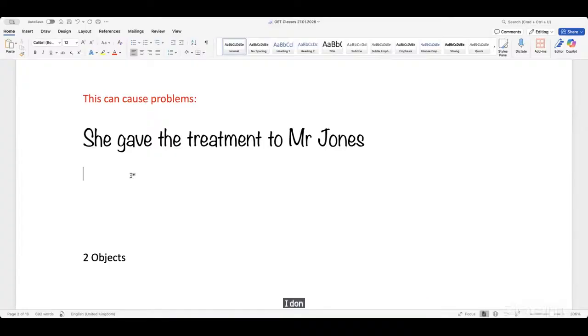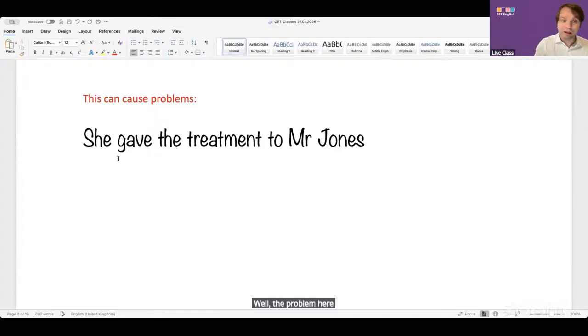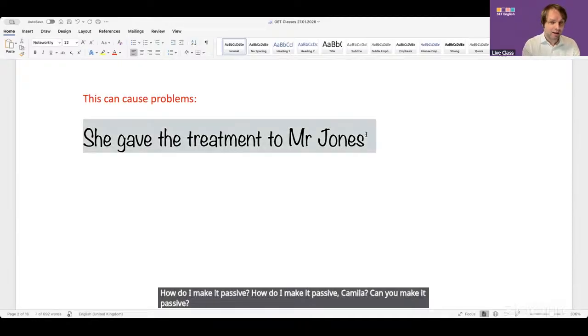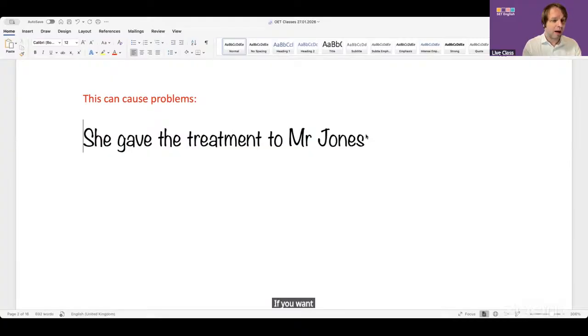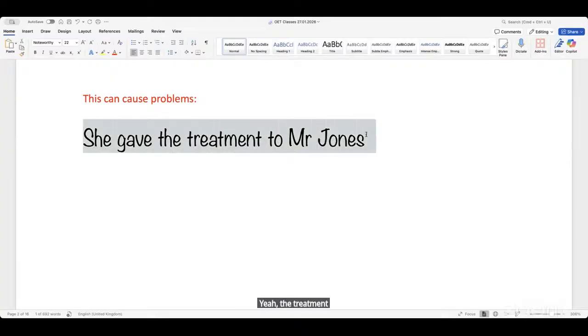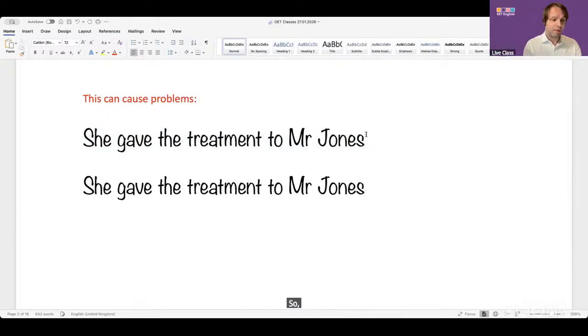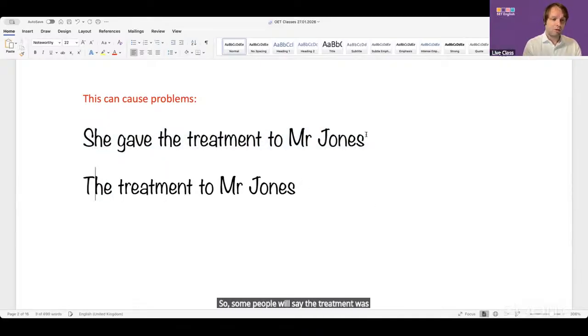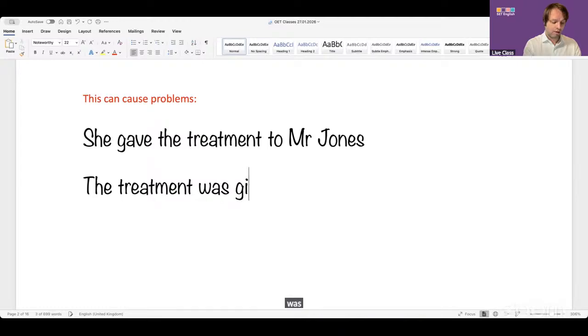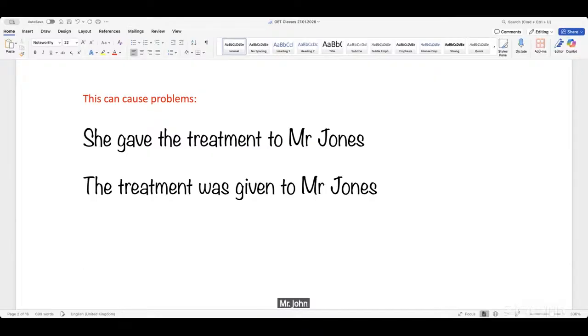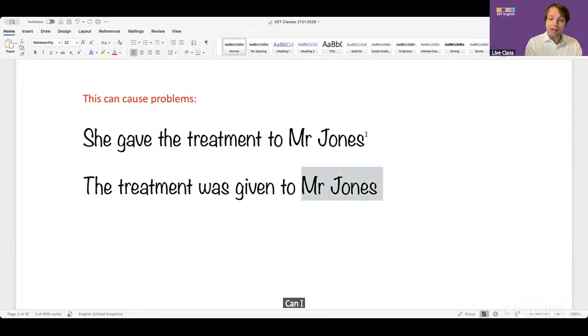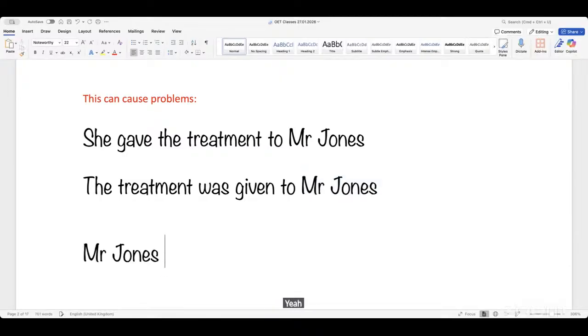Well, the problem here, I'll tell you, is how do I make a passive? Camilla, can you make a passive for me? This is active voice, right? If you want to make a passive: the treatment was given to Mr. Jones. Some people will say the treatment was given Mr. Jones. The treatment was given to Mr. Jones. Is that correct, guys? Yeah. Mr. Jones was given. Yes. Can I say Mr. Jones was given? Yes.